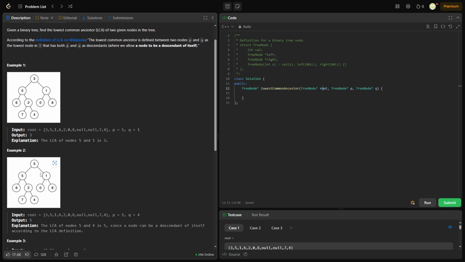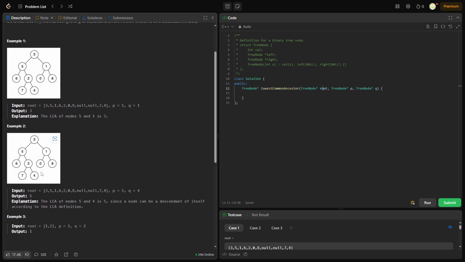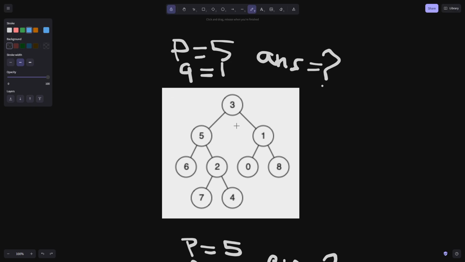But yeah, shouldn't be too hard. Am I missing something? Let me think. But yeah, so we found P here. We didn't find Q anywhere. But that means that Q has to be somewhere below this, but ultimately it doesn't matter because we're returning this in that case, right? Which is what we do.